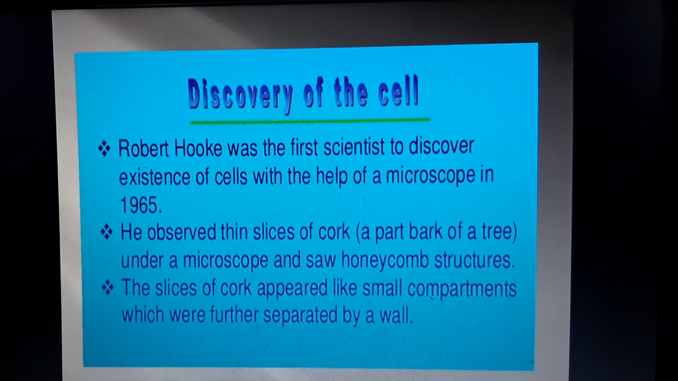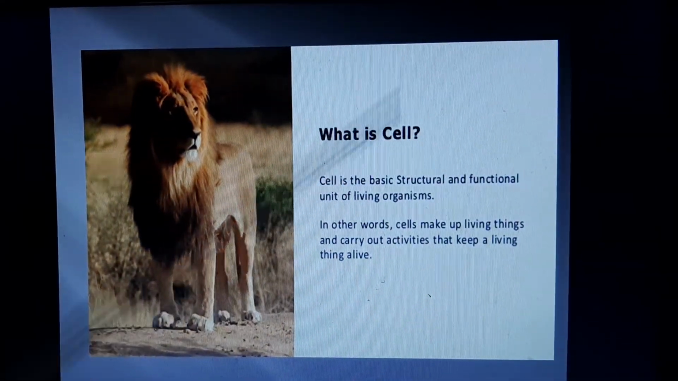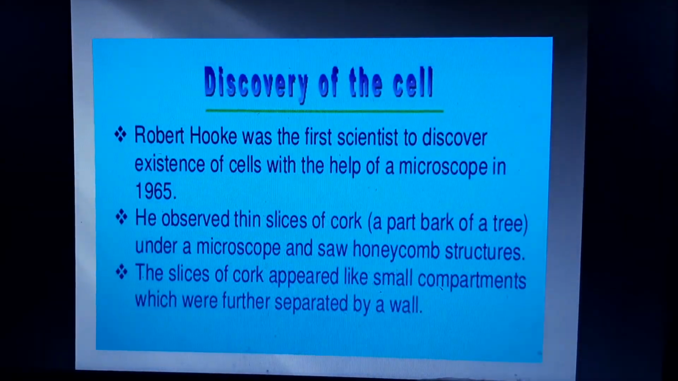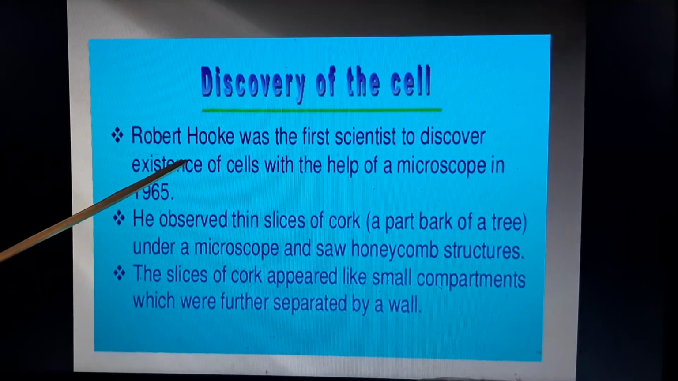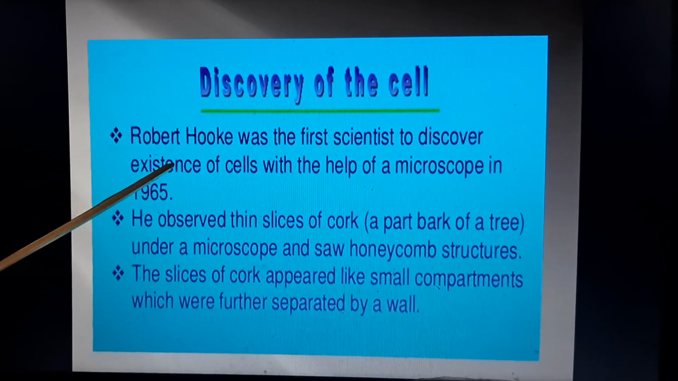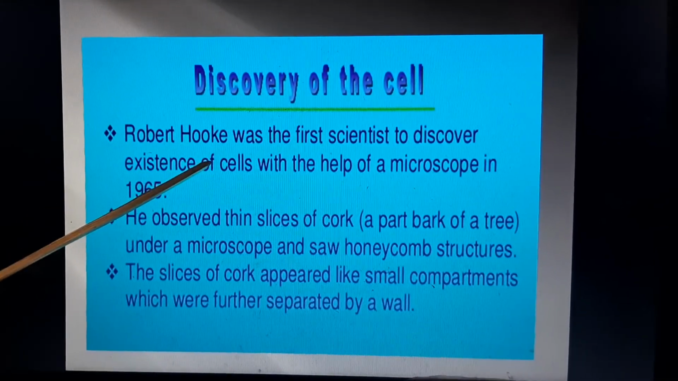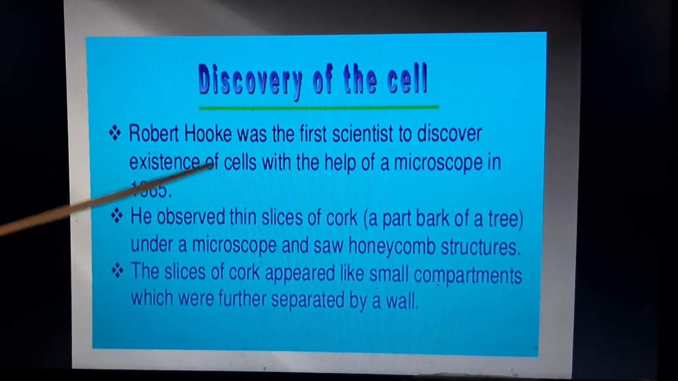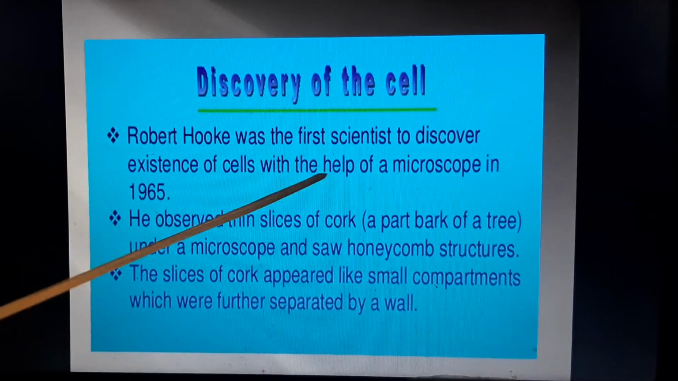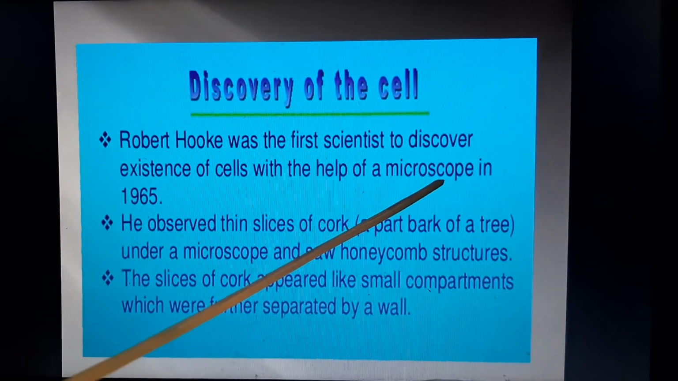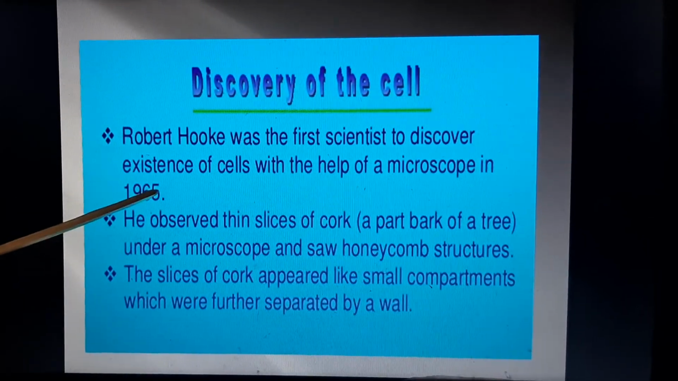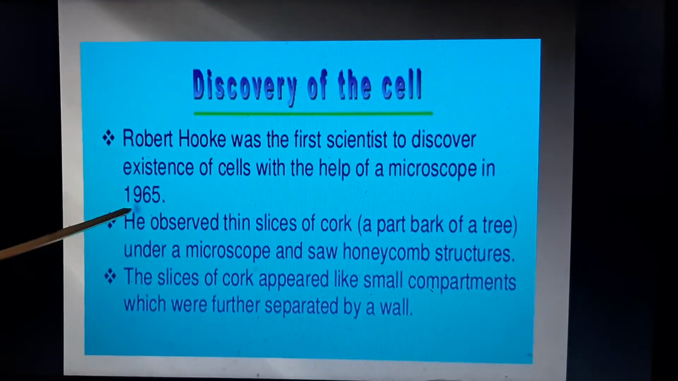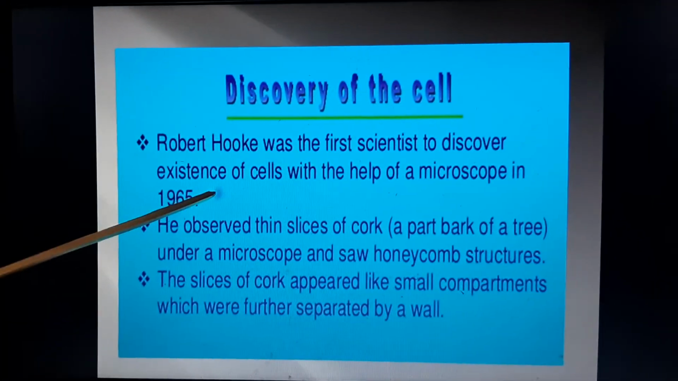Next, once we are talking about this cell, how was the cell discovered? Discovery of the cell, Robert Hooke. Robert Hooke was an English scientist. He was the first scientist to discover the existence of cells with the help of a microscope in 1665. Students, you have to remember this name, Robert Hooke, and the year, 1665.